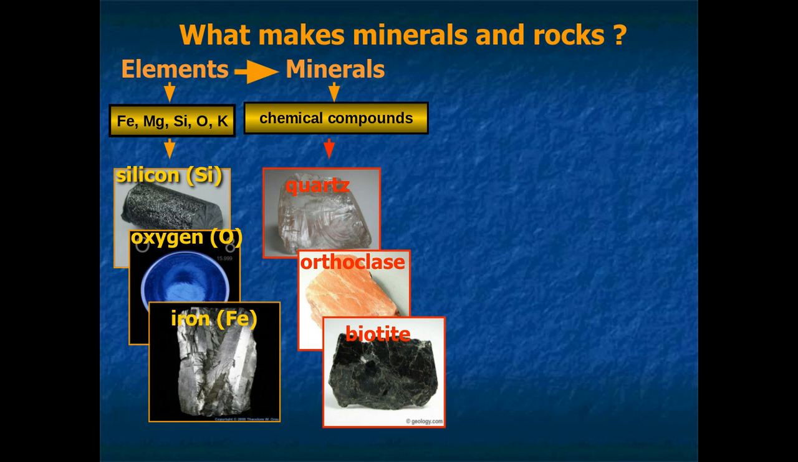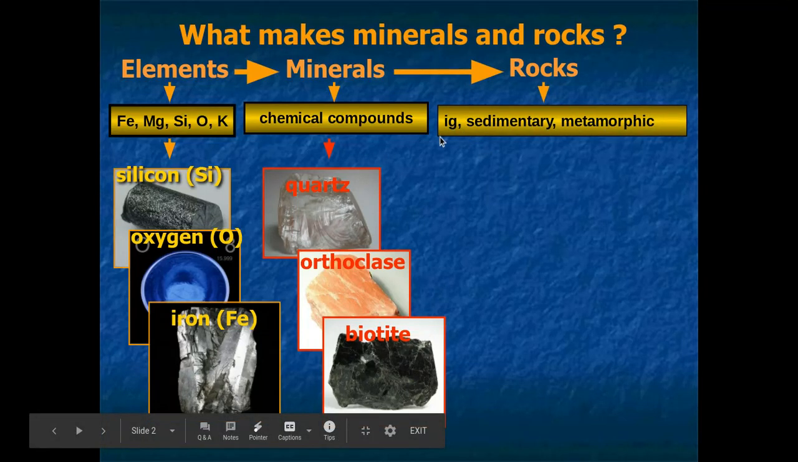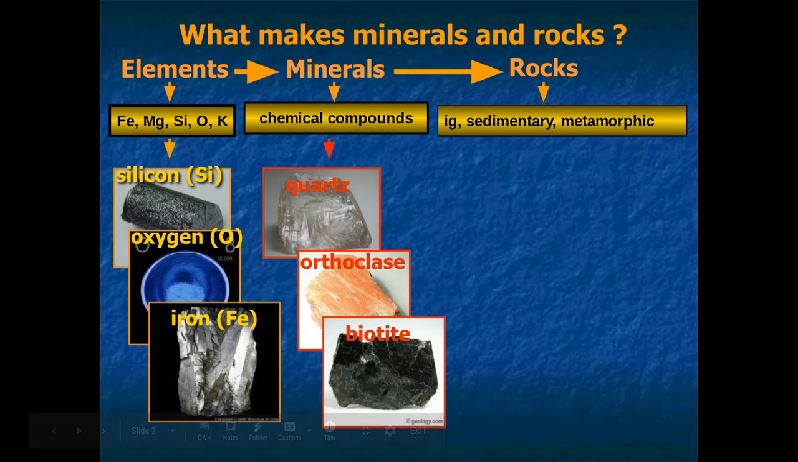But the point here is to show you that elements combined together make minerals. And if we combine minerals together, then we can make rocks. Most of you who've had some earth science or geology courses in the past are probably familiar with the three major rock groups. IG is just an abbreviation for igneous rocks, and then sedimentary rocks and metamorphic rocks. Those are the three major rock groups.